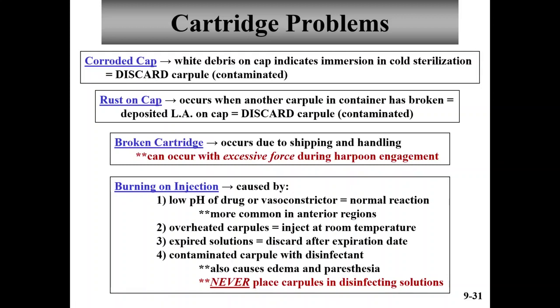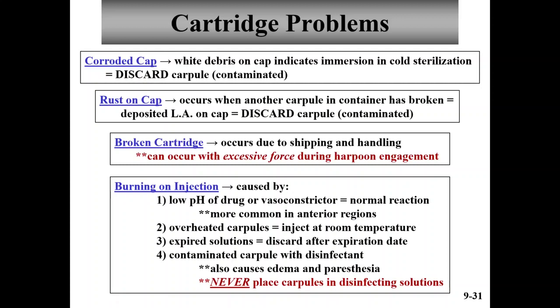When you're engaging the harpoon, if you put too much pressure on the piston in the process of engaging the harpoon, you can break a carpule, the glass cartridge, and if that happens, you throw it away. You don't use it. Clearly, you wouldn't use it. And I'll show you how that can happen in August, when we're actually handling these things.